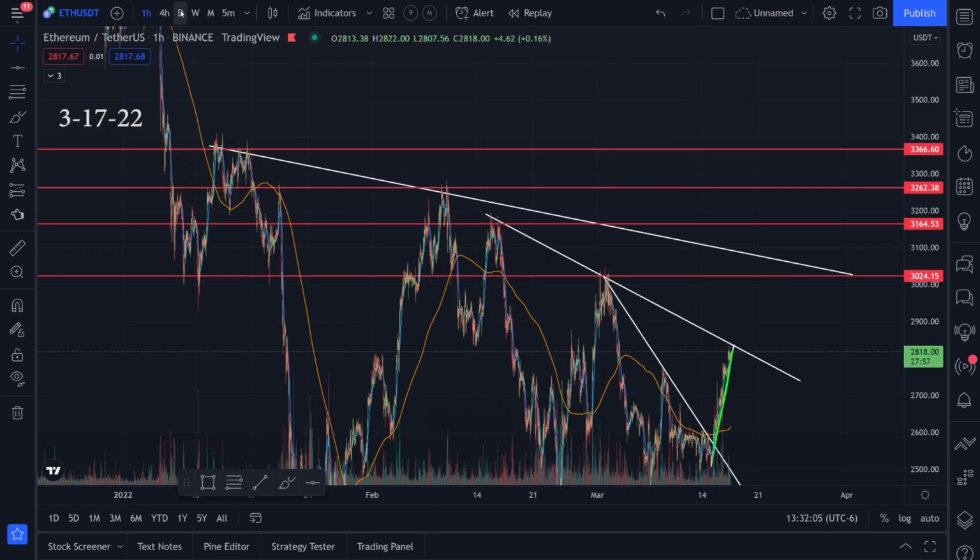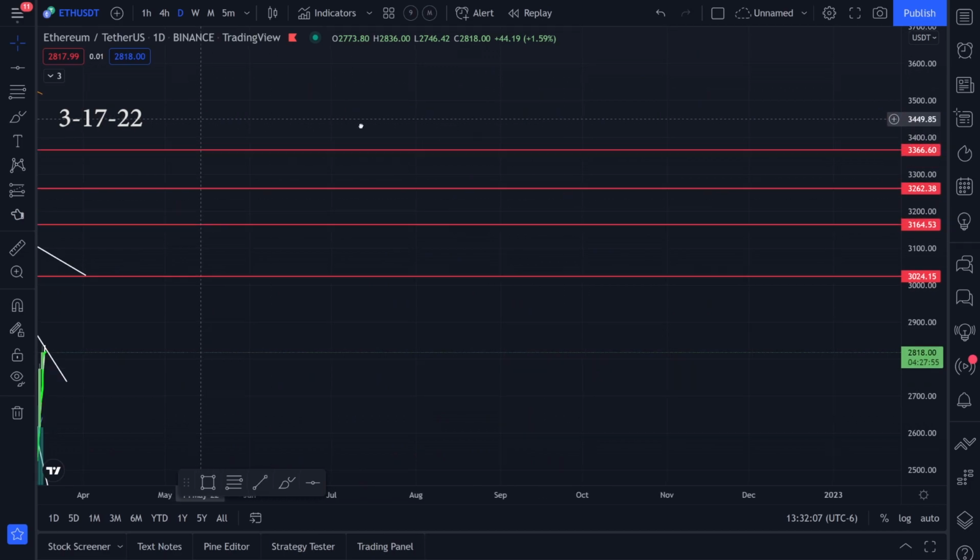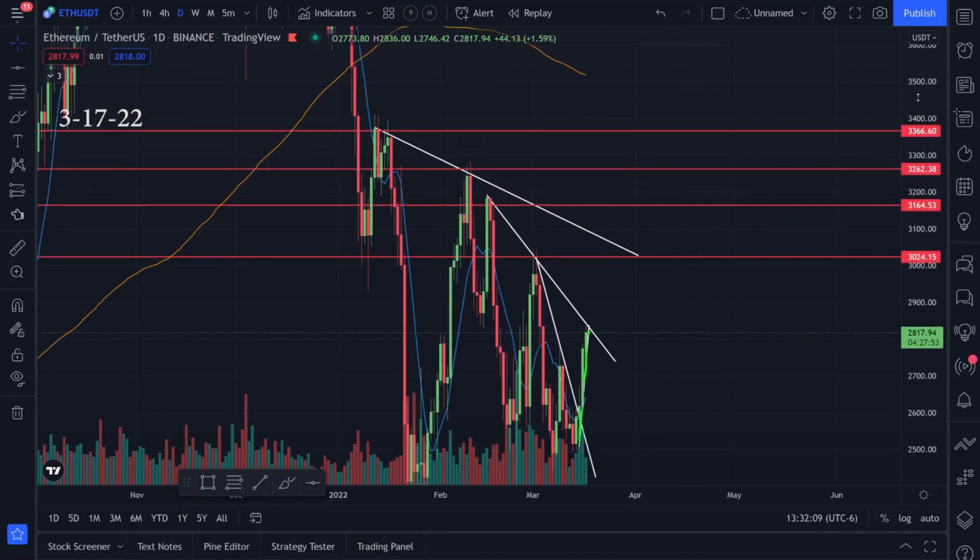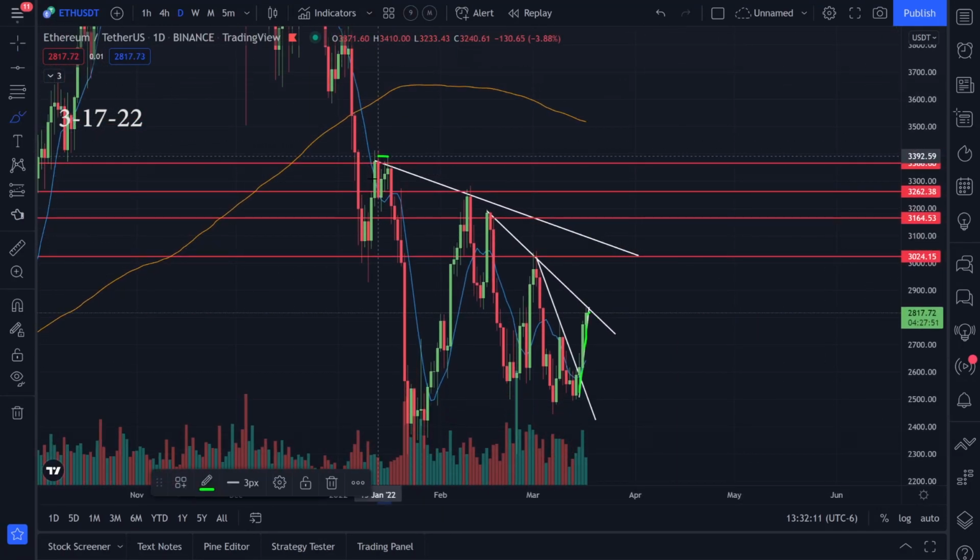I think in general, if we switch back over to the daily time frame and take a look at it from this point of view, we have this resistance and this resistance. We have this trend line. I think if we break this third trend line going to the upside, I think that's going to be a bullish signal. But like I said, we'll be wanting to watch these horizontal red lines as well. Just my opinion, and this is what I'm looking at on the Ethereum chart.